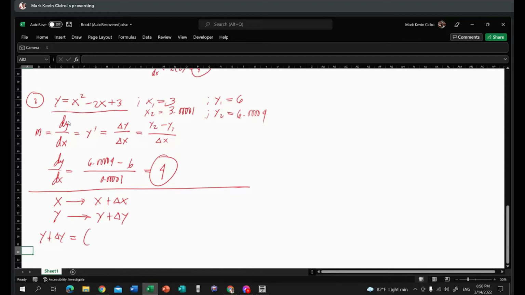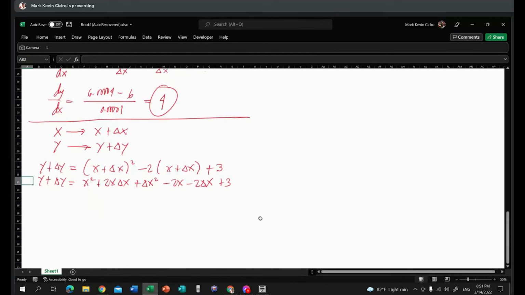This is equal to, your x is now x plus delta x squared minus 2, take note your x is x plus delta x, plus 3. Right? Okay, next, let us expand the right side of the equation. So this will be x squared plus 2x delta x plus delta x squared minus 2x minus 2 delta x plus 3. Any question?